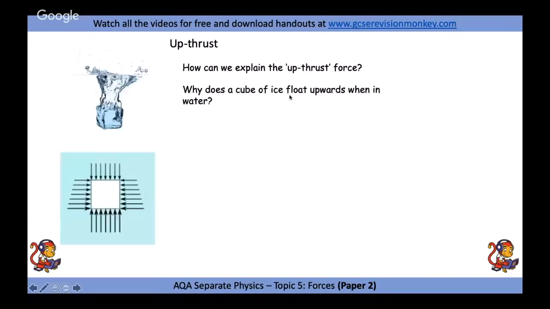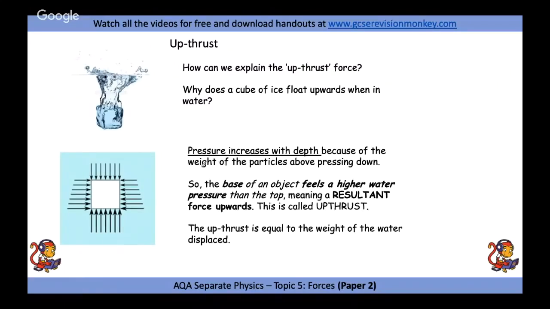How can we explain this upthrust force? Well, why does a cube of ice float upwards when in water? This is to do with fluid pressure again. Pressure increases with depth because of the weight of the particles pressing down from above. So here's my ice cube. Because pressure increases with depth, there's going to be a higher pressure, therefore a higher force, at the bottom. You can see these force arrows tell us that there is a higher force upwards due to the higher pressure than there is at the top, downwards. So the base of an object feels a higher water pressure than the top, meaning a resultant force upwards. This is called upthrust. The upthrust is equal to the weight of the water displaced.